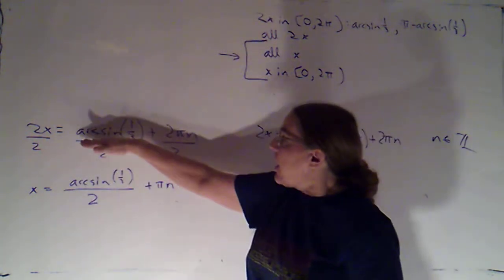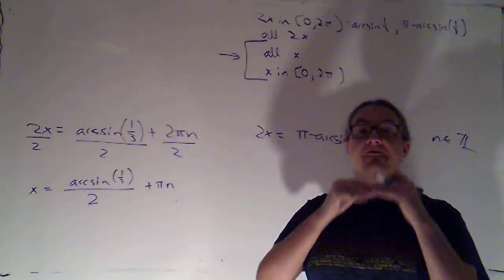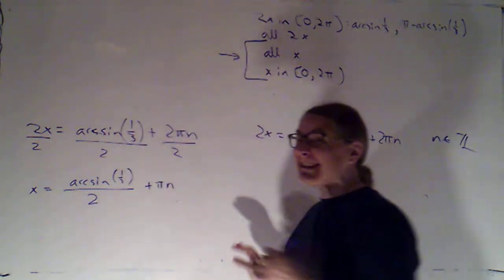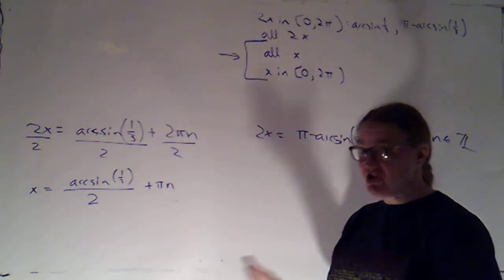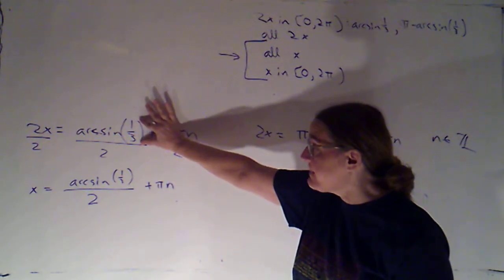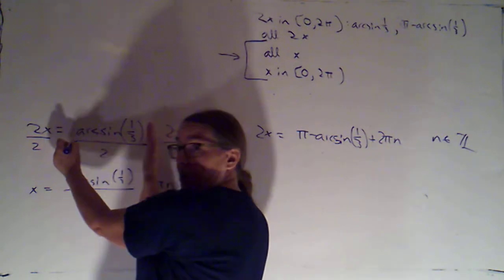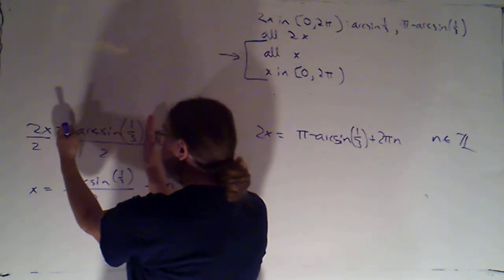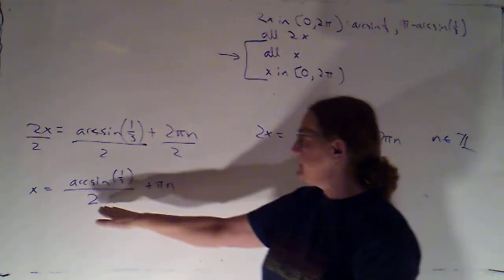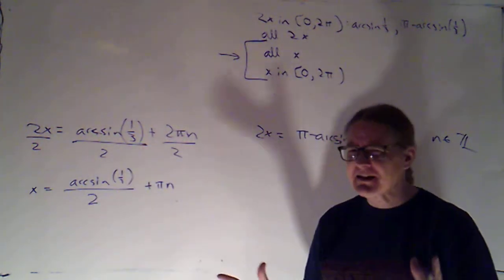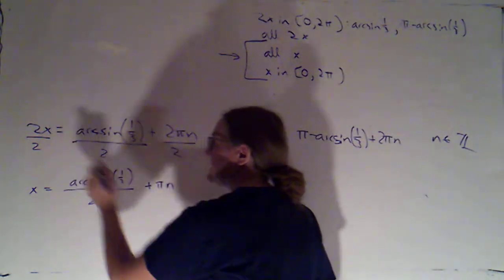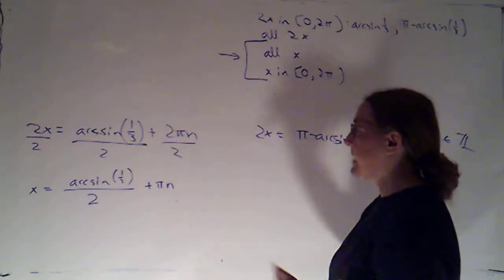Okay. Arcsine is the angle. That's what I'm dividing by 2. 1/3 is the sine of the angle. I am not changing that. So this does not become a 1/6. I don't divide that by 2. I divide this whole thing by 2. Remember, this means an angle whose sine is 1/3. This means half of that angle, which is very different from an angle whose sine is 1/6. So do be careful that you divide the entire thing by 2. And then I get plus pi n.